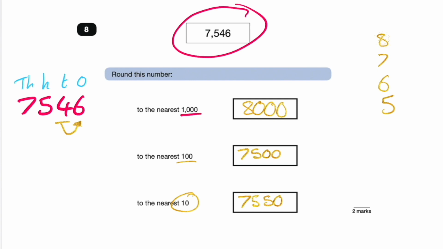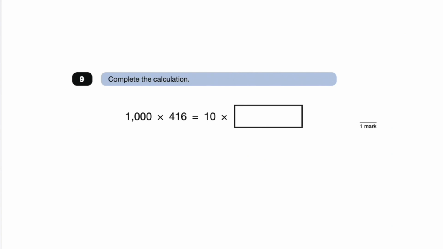So in a question like this, as long as we understand our method of if we have a 5, 6, 7, 8, or 9, we round the number up. But if we have a 4, 3, 2, 1, or 0, we would leave the number as it is. Question 9 is wanting us to look at this equation. It's an equation because we have this equal sign and we have two things either side of it, but we have this missing value. So what it's saying is that 1,000 times 416 is equivalent or the same as saying 10 times something. So let's first work out this side of the equation first.